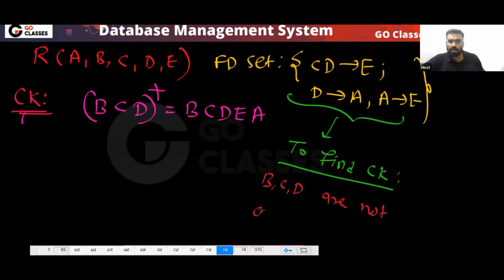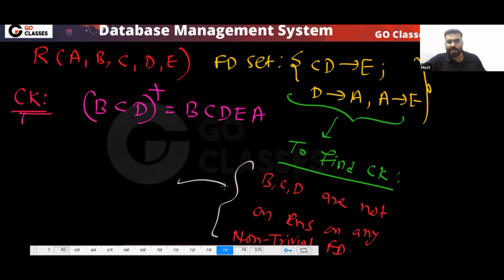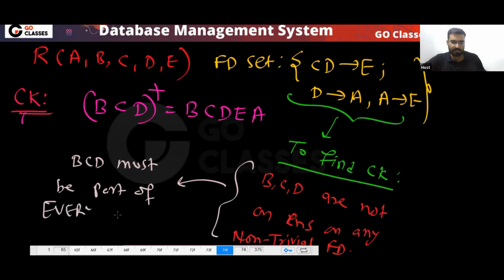They are not on the RHS of any non-trivial FD, so they must be part of every candidate key. So you can notice BCD must be part of every candidate key. Yes or no? And you can notice this alone is enough. So this BCD alone is enough.